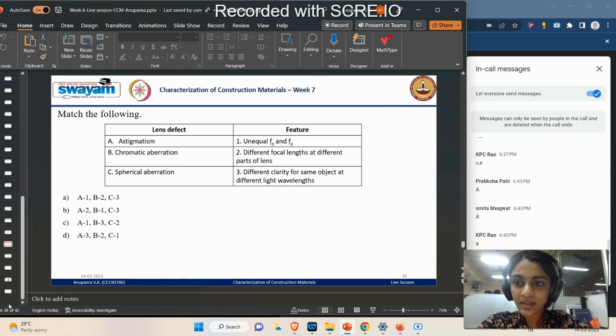Let's move to the next one. It's a match the following, fairly easy one. On column 1, lens defects are shown, and on column 2, the features of these defects are shown. The defects are astigmatism, chromatic aberration, and spherical aberration. The features are unequal focal lengths in x and y directions, and different focal length at different parts of the lens. And third is different clarity for the same object at different light wavelengths. So match column 1 with column 2.